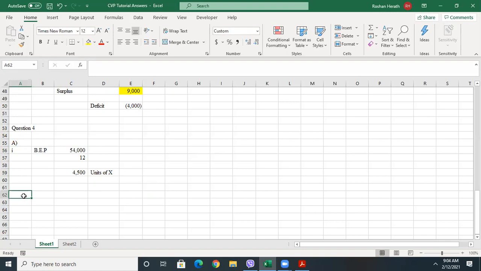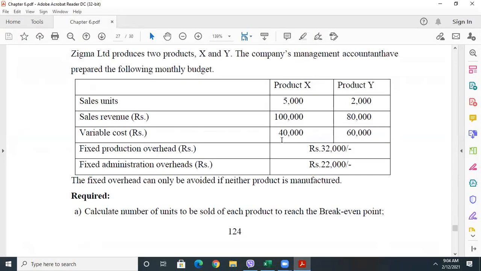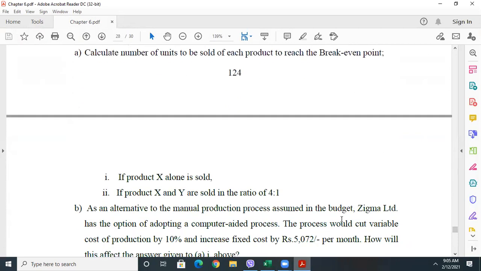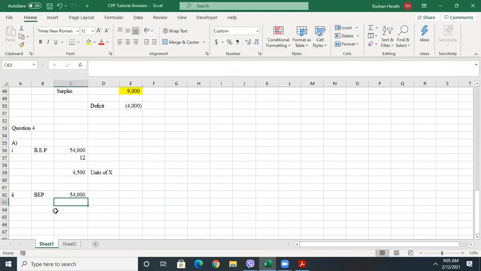Now let's look at the part B. Again, you are supposed to come up with the break even point, but it's a multi-product scenario. Still the fixed cost would remain the same. But here, when it comes to contribution, it has to be the weighted average contribution. That's the only thing which is new. So the first one, we find out the contribution, and you're producing in the ratio of 4:1. Hence, you're going to work out the weighted average contribution.